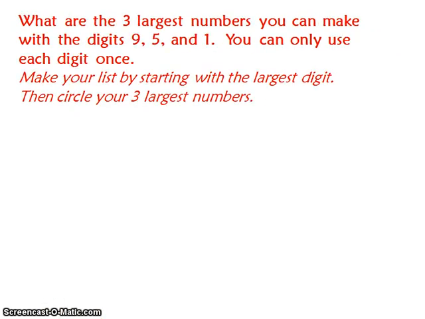Okay, so what are the 3 largest numbers you can make with the digits 9, 5, and 1? You can only use each digit once. Okay, notice right here, this is important. It says the 3 largest numbers you can make. Okay, and we can only use each digit once. That's important. So we should begin our list by starting with the largest digit since we're making our 3 largest numbers.